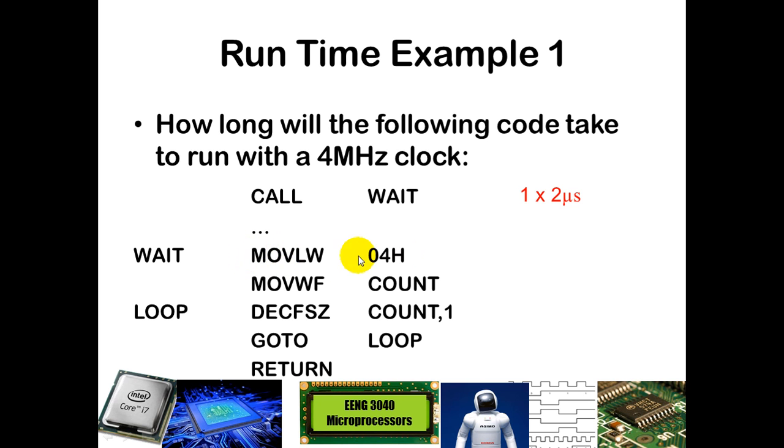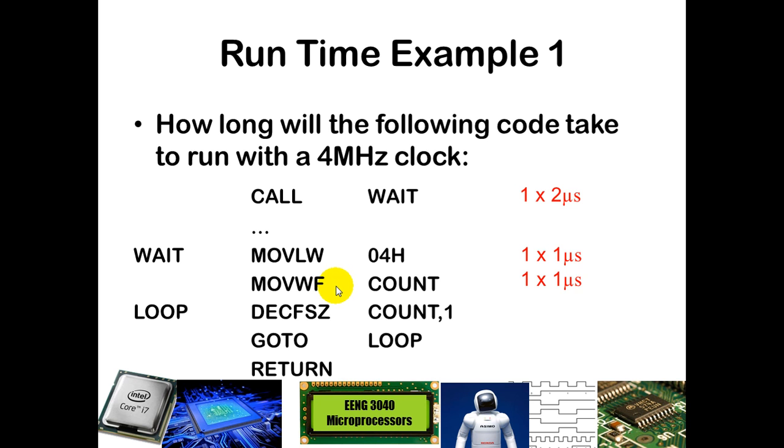Now if we get down into this loop and think about how this is working, we're moving a literal 4 into W, then we're moving that over to count, then we're getting down into this loop, and we're decrementing count and going back to loop, and we keep doing that until count gets all the way down to 0, at which case we hit the return, and we go back to the line after the call. So these two lines of code, moving the literal into W and moving W over to F, only get executed one time, and those are 1 microsecond commands.